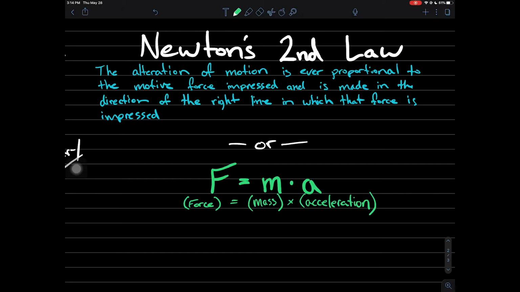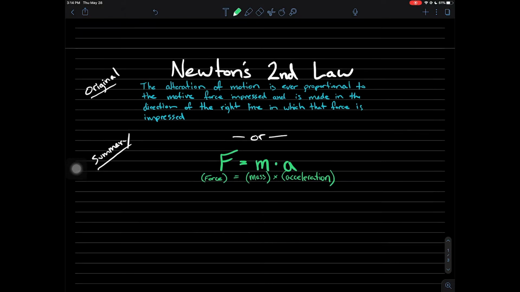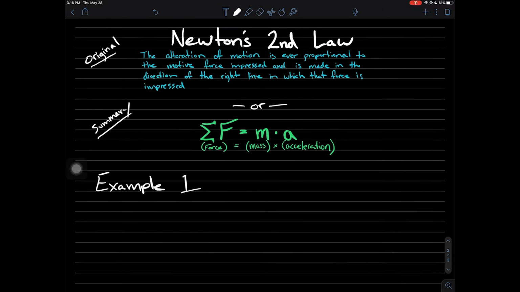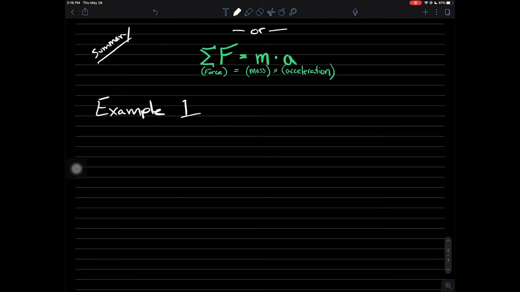Okay, let's get into some examples. Oh, and just to specify, I'm going to put this summation sign in front of the F because we are looking at net forces on the system. Okay, example 1. Now I'm going to draw out a graph, and in this graph we are going to look at a system and see what happens when you change not only the force given by the system, but also the mass of said system.